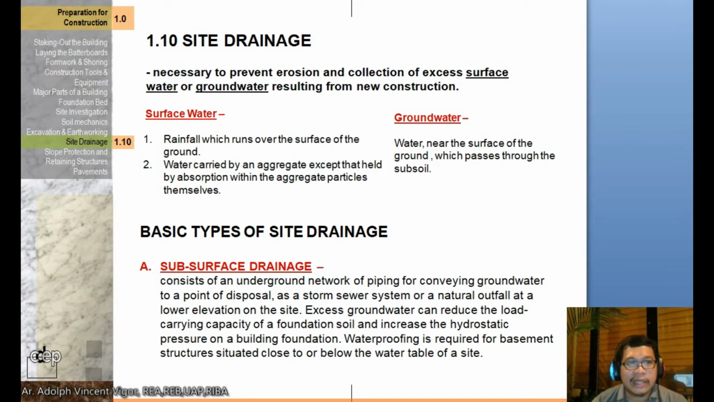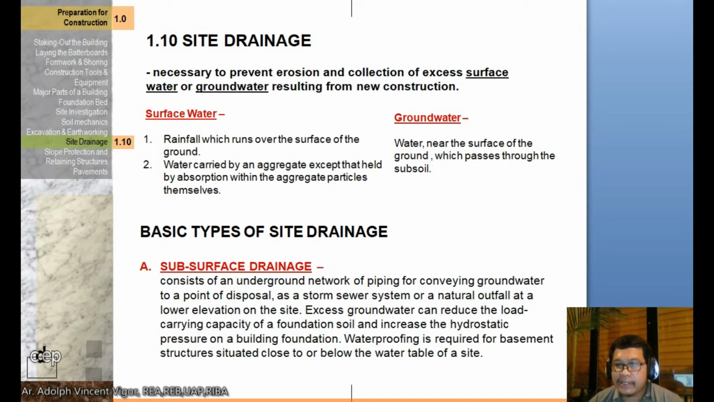So there are two basic types of drainage. The first is the subsurface drainage, which consists of an underground network of piping for conveying groundwater to a point of disposal, such as a storm sewer system or a natural outfall at a lower elevation on the site. Excess groundwater can reduce the loading capacity of a foundation soil and increase the hydrostatic pressure on a building foundation. Waterproofing is required for basement structures situated close to or below the water table of a site.